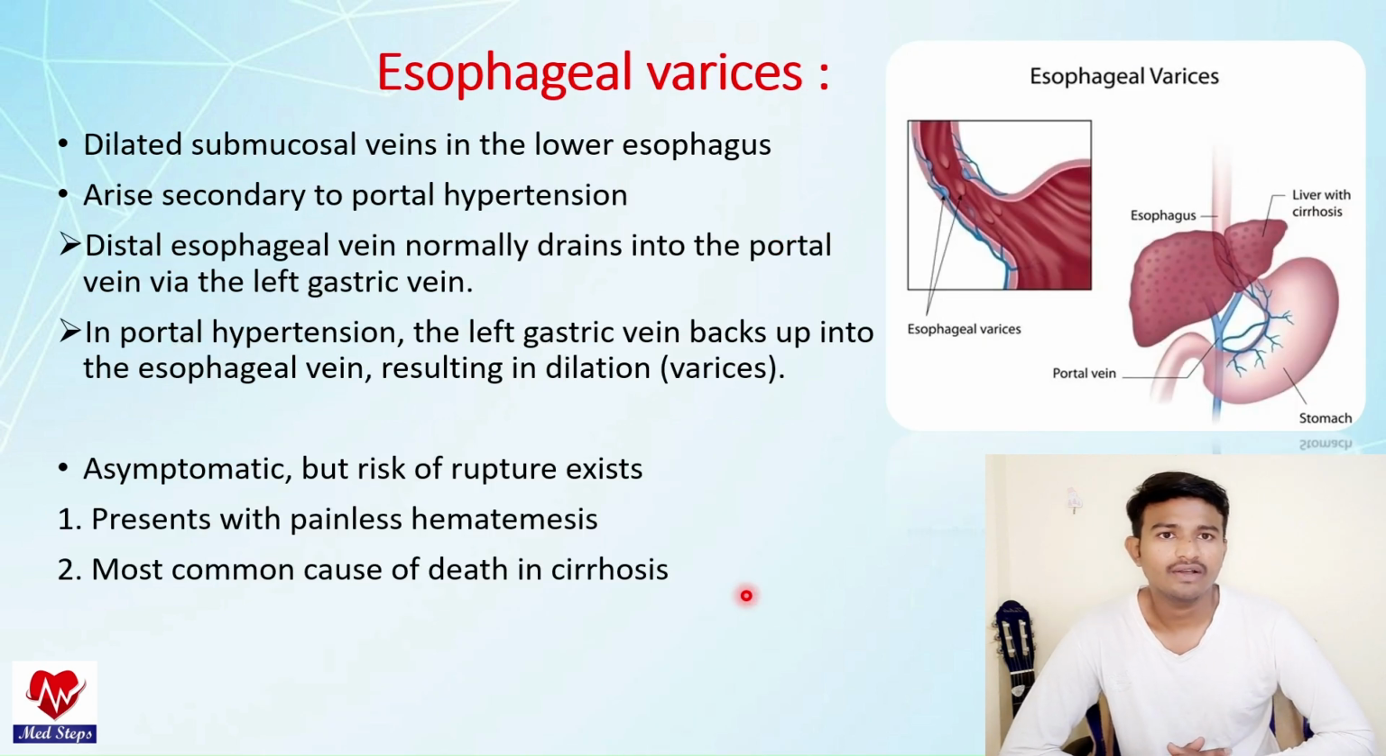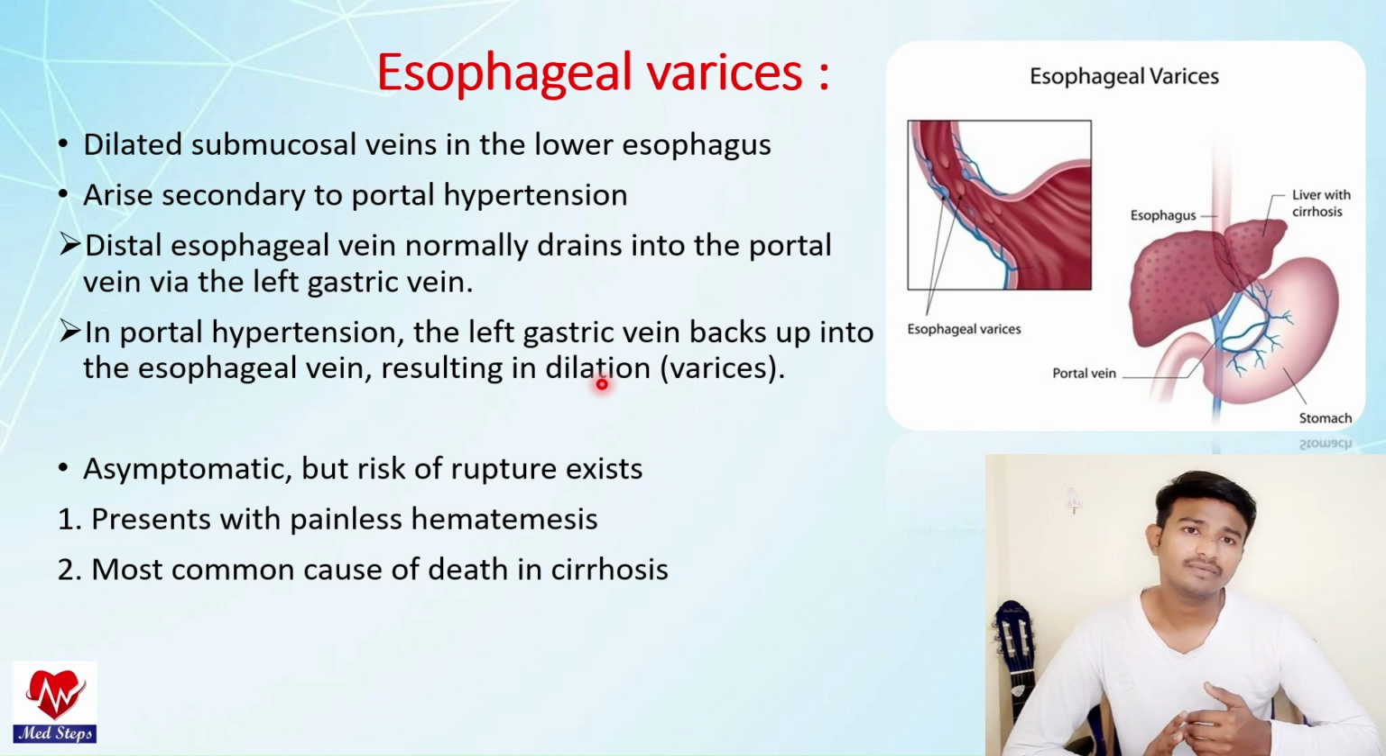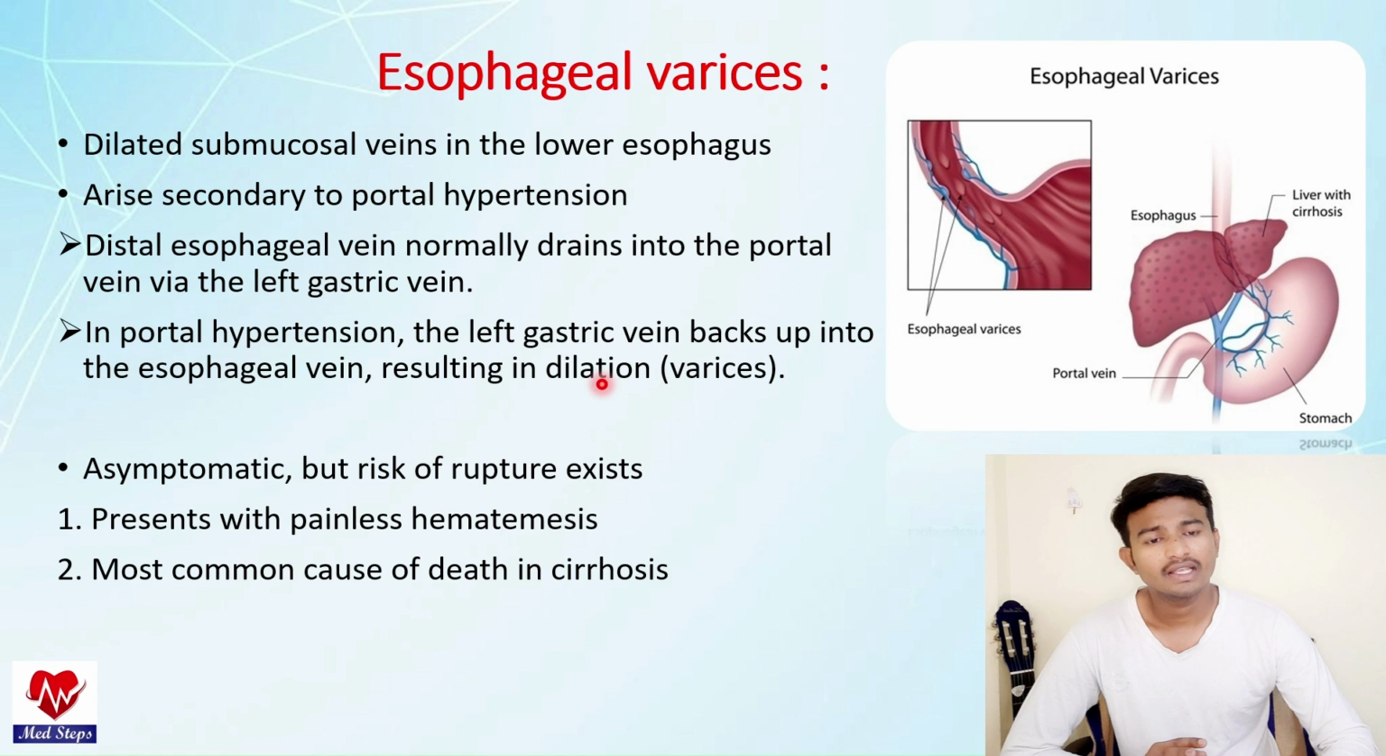Next, we are going to see the esophageal varices. In esophageal varices, in the distal part, the blood vessels will be dilated, present in the submucosa. If you see this picture, this type of dilation of blood vessels happens. Normally, this esophageal blood drains into the portal vein. But here, because of portal hypertension, that blood goes backward to the esophageal part. That's why the esophageal blood vessels will be dilated.